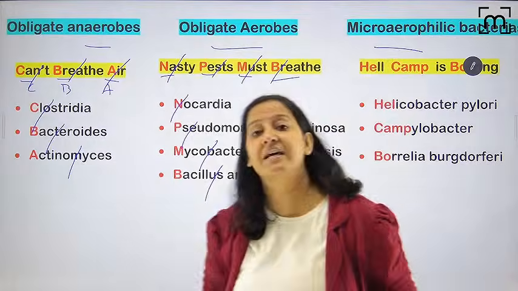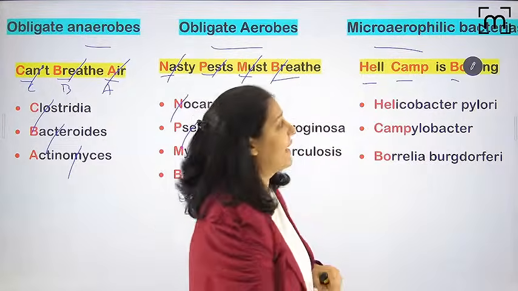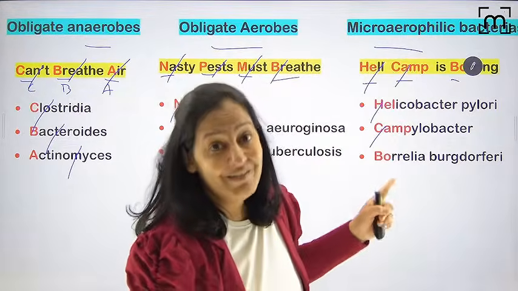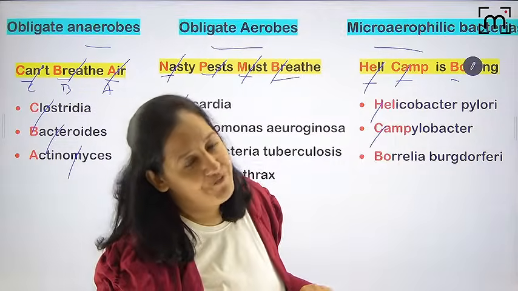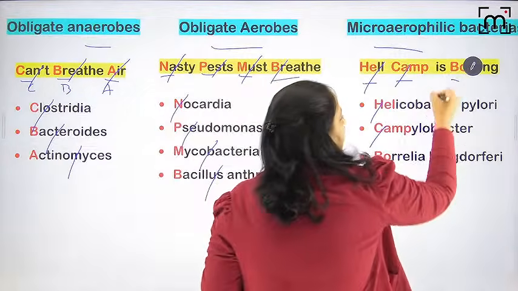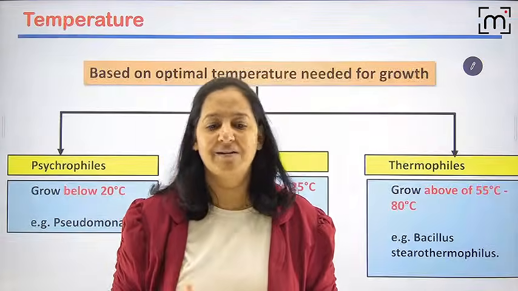And for microaerophilic, the mnemonic is Hell, the camp is boring. Helicobacter, Campylobacter, they always come together. They were coming together in polar flagella also, if you remember. And boring is Borrelia. So please learn these lists.